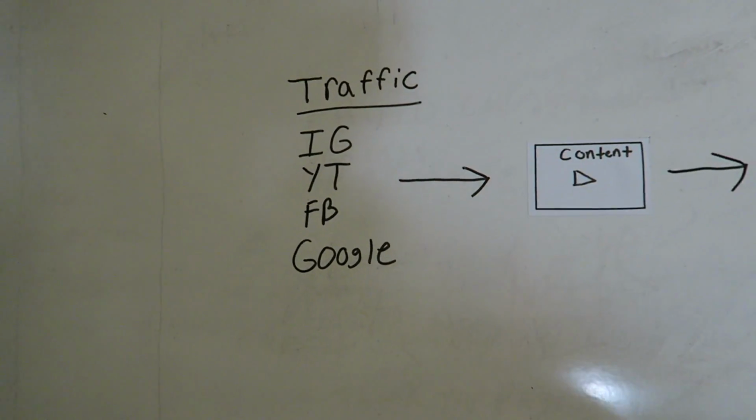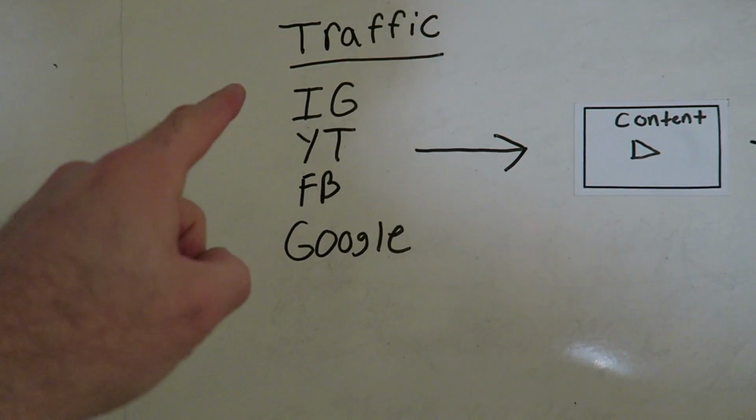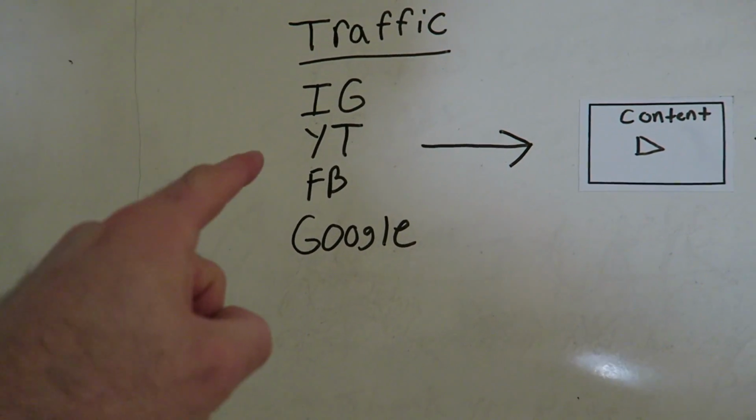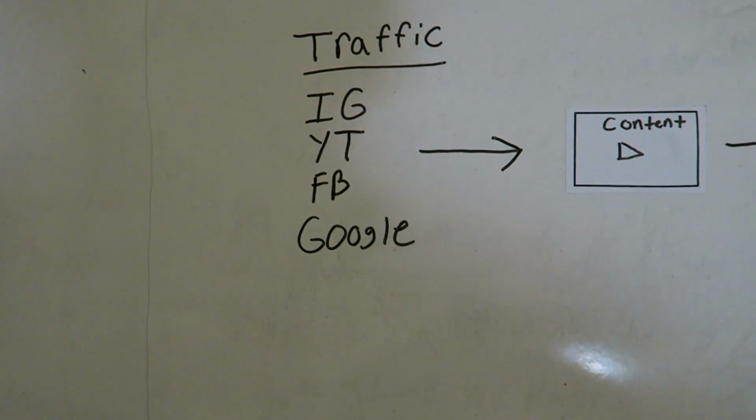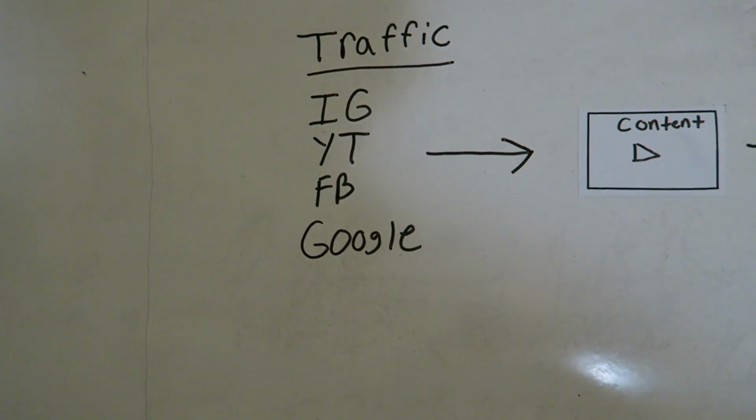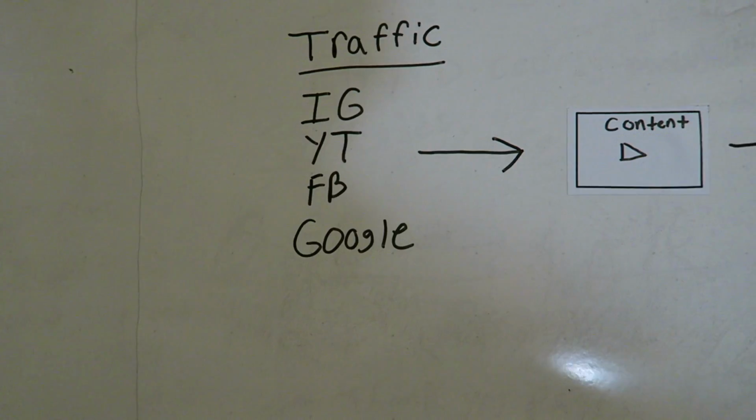So the first step is traffic, right? We have several different types of traffic. We can do Instagram, we can do YouTube, we can do Facebook, we can do Google, and at the end of the day, you can do paid or free. If you ask my suggestion, start with free, make some money, then scale the hell out of it with paid traffic once you know what you're doing.